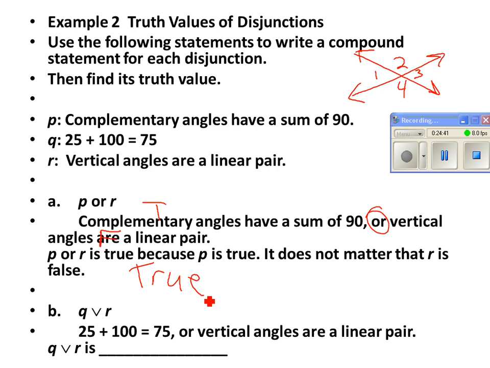Somebody read this bottom one to me. Q or R. So Q says 25 plus 100 equals 75. Is that true or false? Or vertical angles are a linear pair. Is that true or false? So the whole thing is false. Don't think that two falses make a positive in this case, all right? That's not the way it works.